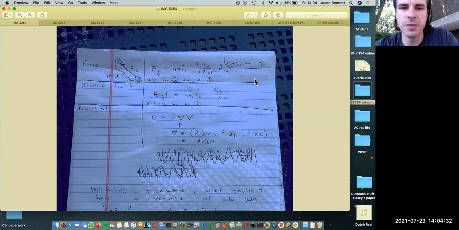Now we're going to introduce something called the potential. It's like one step further. There's forces, which are the interaction. There's fields, which are what is felt by things in the area. And then potential is actually what creates the field.